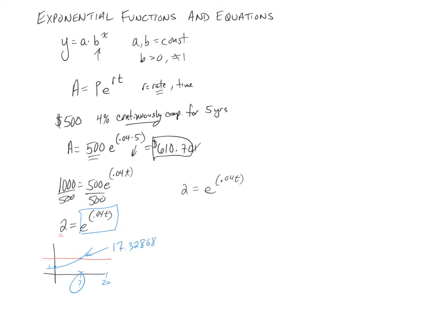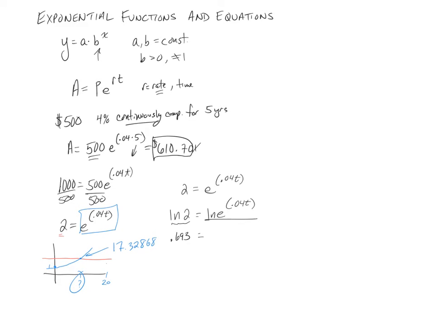So the way to do that is, we take the ln of 2, and that's equal to the ln of e to the 0.04t. And the left side is going to be a number we're going to get off the calculator, and we get 0.693 for that.